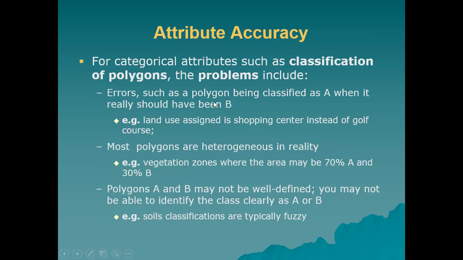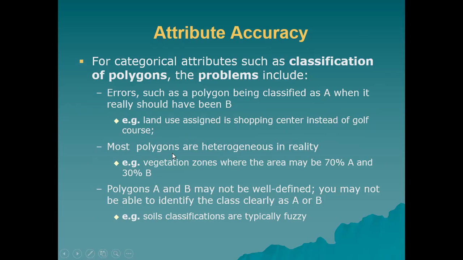Other examples of attribute accuracy on maps, let's see. For example, for categorical attributes such as classification, so we classify it into groups now of polygon or area features. The problem includes, for example, you're classifying a polygon as polygon A, so that A means something, when it really should be B. So that's incorrect classification. So for example, a land use polygon or area feature was assigned as a shopping center. So that would be A, when instead it's actually a golf course. It should have been B.